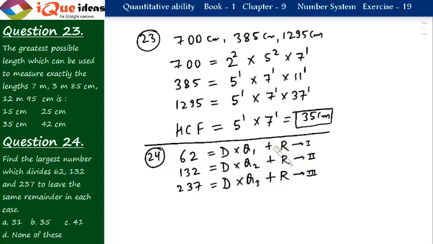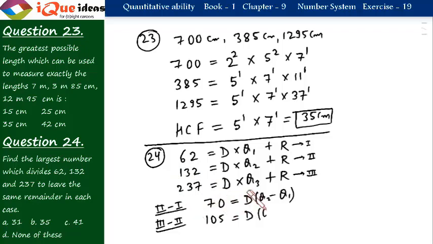Let's say we have these three equations, 1, 2 and 3. You subtract the second from the third and the first from the second. So let's say the first from the second, that is second minus first. What do we get? R gets cancelled. 132 minus 62 will be 70 and it will be equal to D into Q2 minus Q1. Similarly, third minus second, if you do that, 237 minus 132, it will be 105 and it has to be D into Q3 minus Q2.